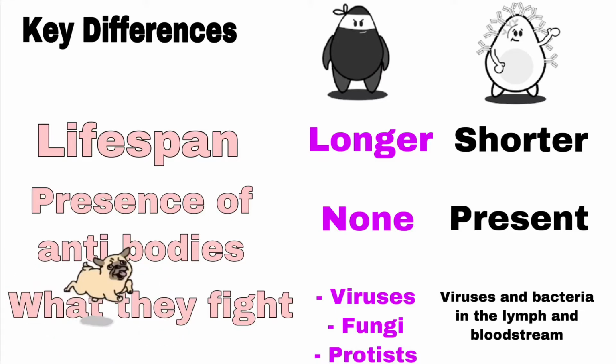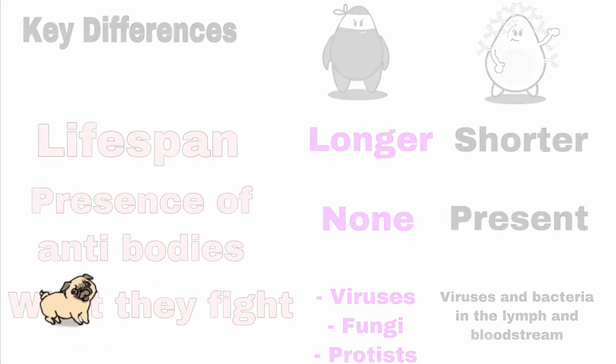T cells do not have surface antibodies, while B cells have surface antibodies. T cells fight almost all pathogens, which include but are not limited to viruses, fungi, and protists that enter the body, while B cells fight against viruses and bacteria in the lymph and bloodstream. The adaptive immune response takes days or even weeks to become established, much longer than the innate response.